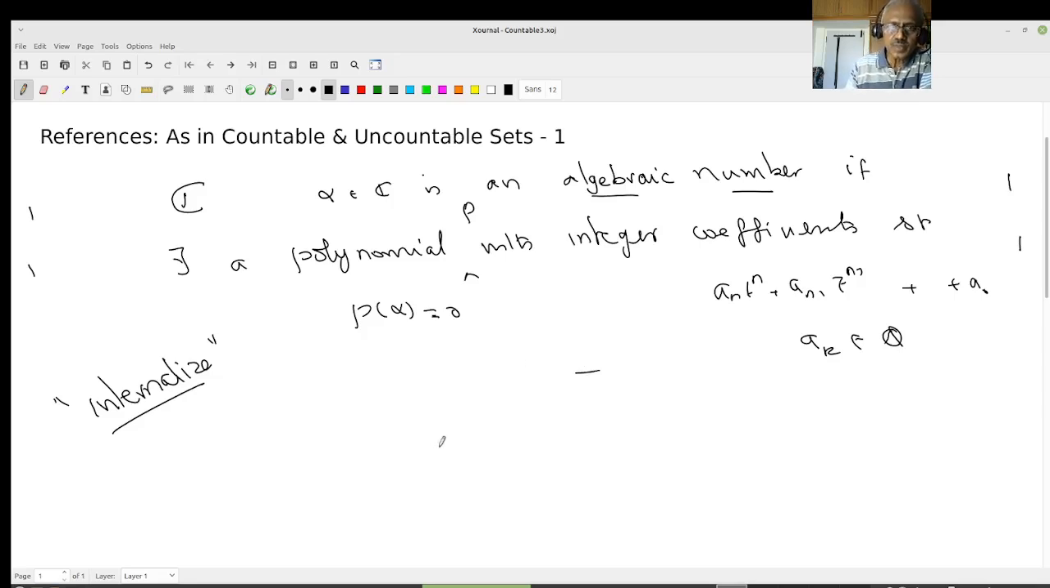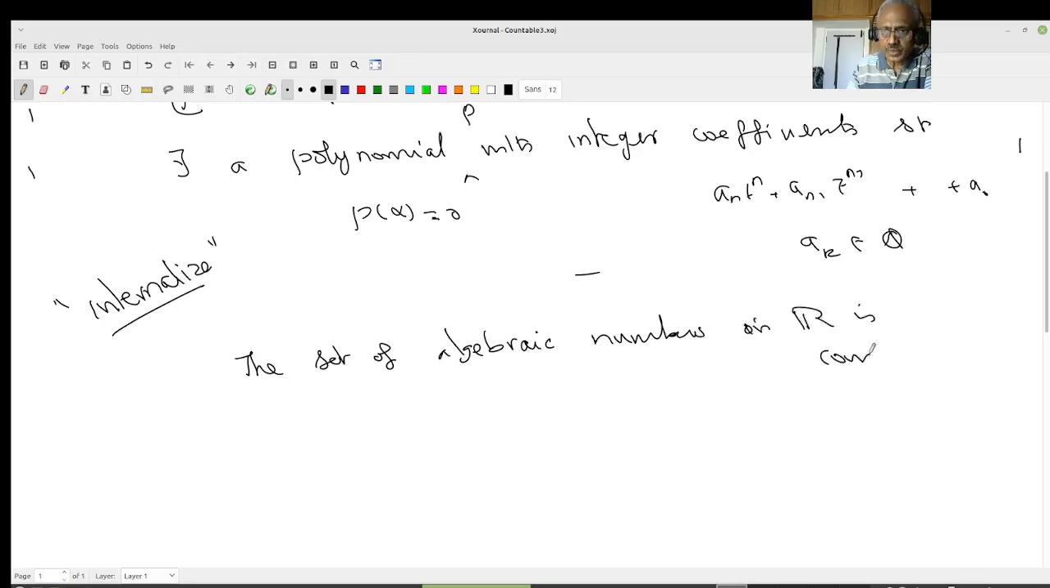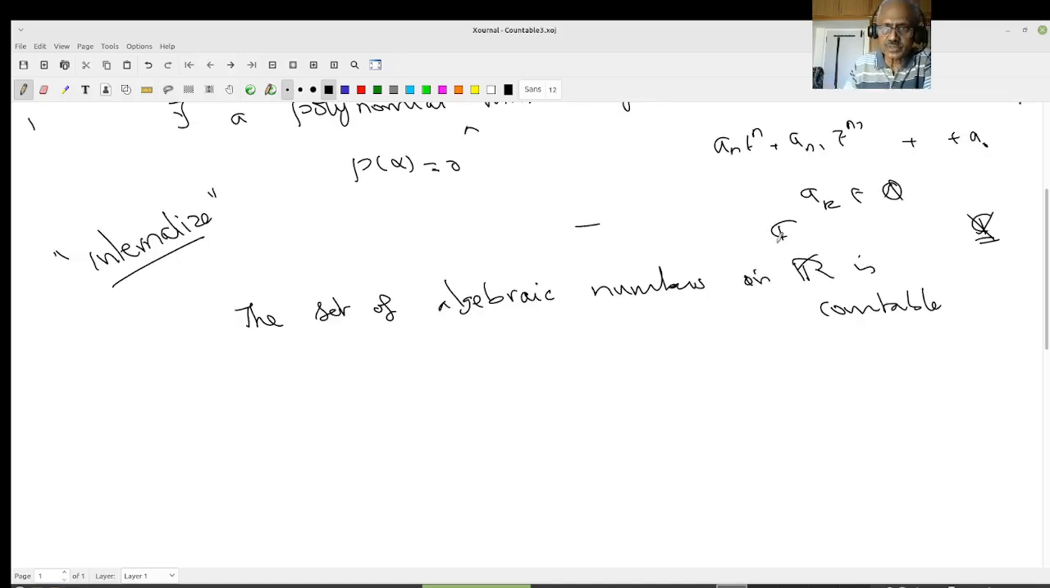So what we want to prove is that the set of algebraic numbers in R is countable. See, it's a complex number, right? In fact, it is also true in C, but I have not proved a fact about C, so I am not doing that, though it holds in C also. If you want, we will go through that proof also. That's not very difficult, because the proof is the same. This is the result we want to prove.